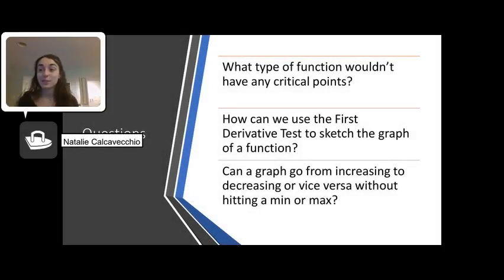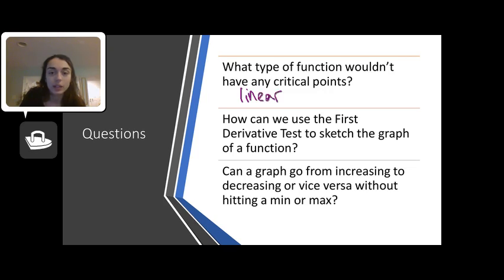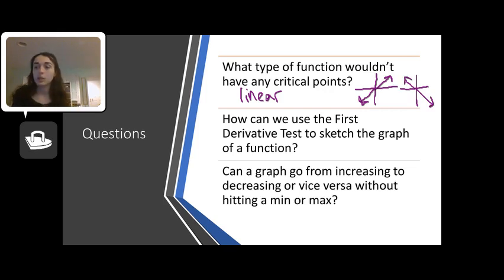Okay, class, we're just going to answer some questions together on the material that we learned today. So, what type of function wouldn't have any critical points? What does everyone think? Yes, Maya. Okay, so Maya said a linear function. That's very good. So any linear function that has either a positive or negative slope will not have any critical points, right? Because the slope will never equal 0 or be undefined. And there will also be no mins and maxes because there are no critical points. That's great.